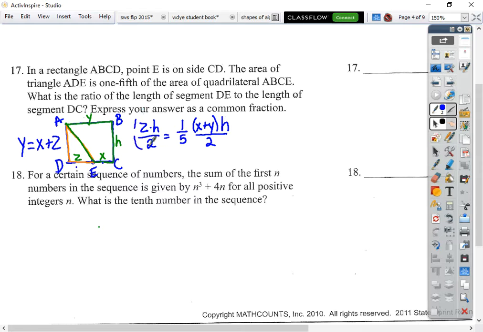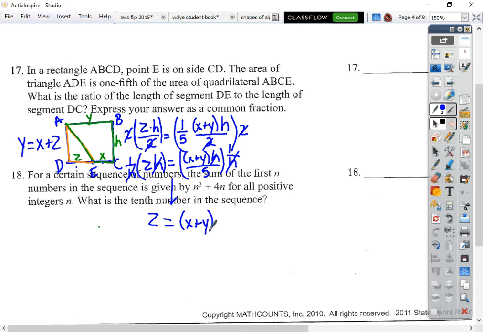So what I'm first going to do, I'm going to multiply by 2 on each side because it's a little bit easier to work with once that 2 is gone. So that I have ZH equals X plus Y times height over 5. Okay? Now I have H's on both sides, so I'm actually going to multiply each side by 1 divided by H. Or I could just divide both sides by H. Same thing. Right? So that actually cancels out my H's on both sides. So that, let's go down here, Z is equal to X plus Y divided by 5.